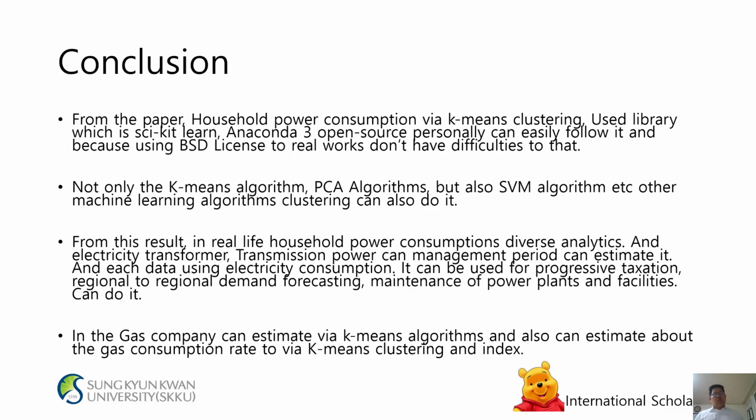Not only the k-means algorithm, but also PCA algorithms, SVM algorithms, and other machine learning algorithms can also do clustering. From this result, in real life household power consumption is diverse, and in electricity transformer transmission, the power measurement period can be estimated. Each data on electric consumption can be used for progressive extension. As a result, demand forecasting and maintenance of power plants and facilities can be done. A gas company can also estimate the gas consumption rate via clustering and an index.